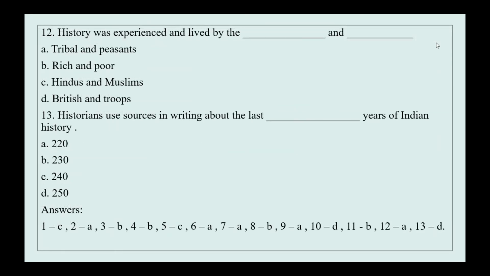The 12th question is, history was experienced and lived by the dash and dash. Option A, tribal and peasants. Option B, rich and poor. Option C, Hindus and Muslims. Option D, British and troops. So the right answer is tribal and peasants. So history was experienced and lived by the tribal and peasants. Next, 13th one. Historians use sources in writing about the lost dash years of Indian history.